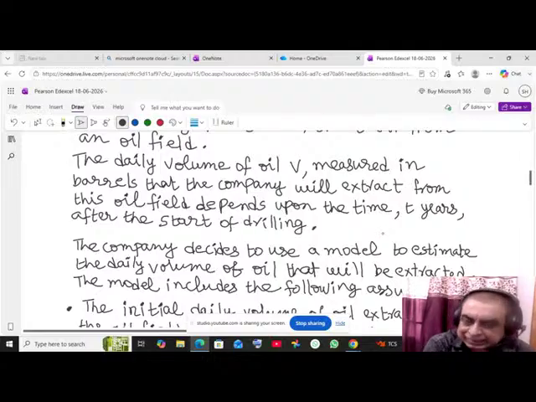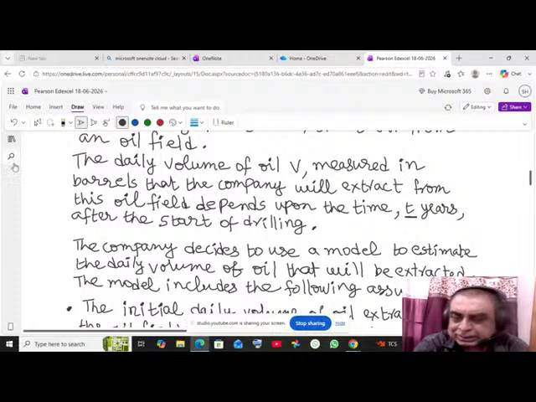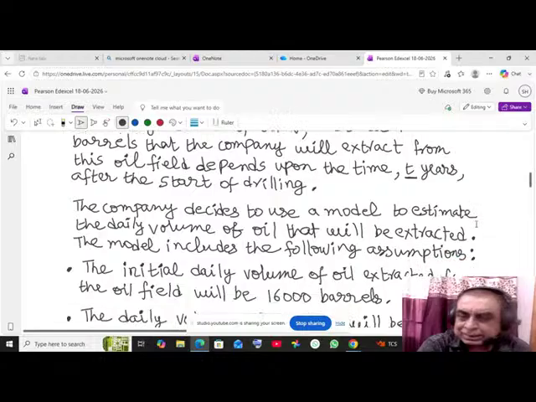So the daily volume of the oil, denoted by V barrels, depends on T years after the start of drilling. From the date of drilling, the daily volume of oil which will be drilled out, denoted by V, will depend on the T years after the start of drilling.